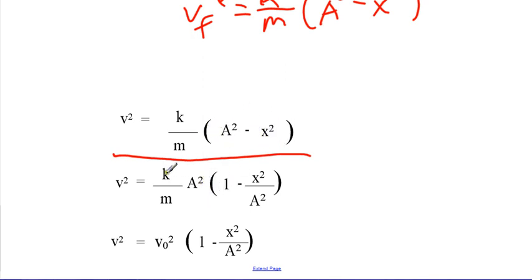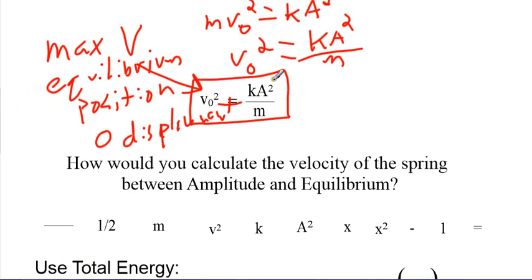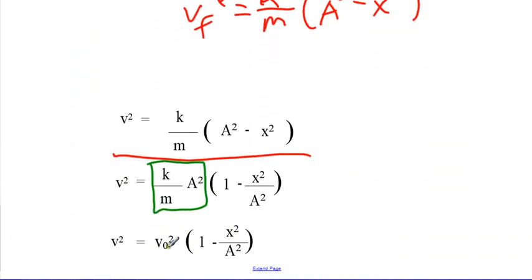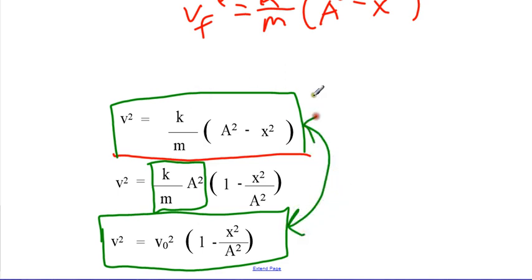But the purpose for this is that I have a k over m times an a squared. And hopefully this looks familiar to you, because k over m times a squared, or k a squared over m, that is equal to the initial velocity, or the maximum velocity. And so we can replace this whole term with our maximum velocity, or v naught squared. So if you're given the maximum velocity, but you don't necessarily know the k constant or the mass, you can still use a modification of this equation that looks like this one here on the bottom. So v squared equals v naught squared times 1 minus x squared over a squared. So these two equations essentially are the same, but you use them in different scenarios.